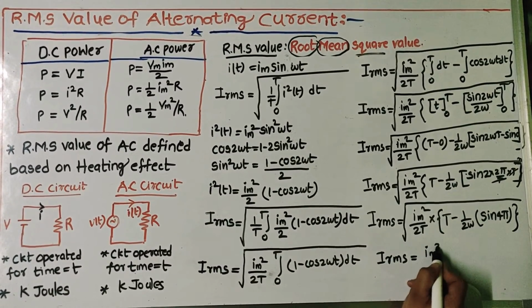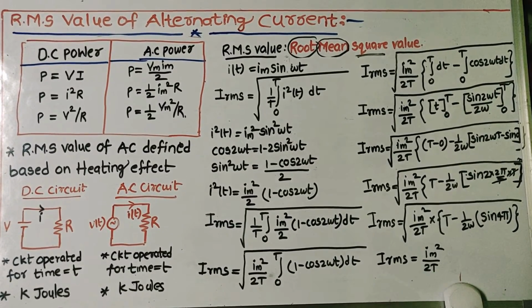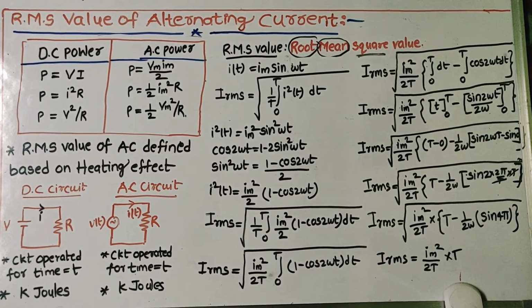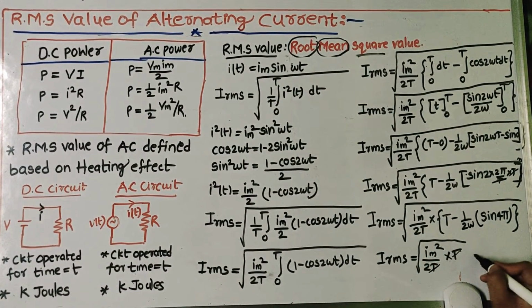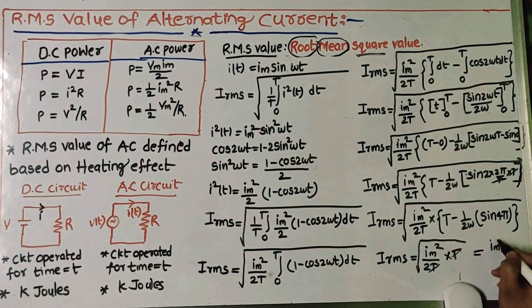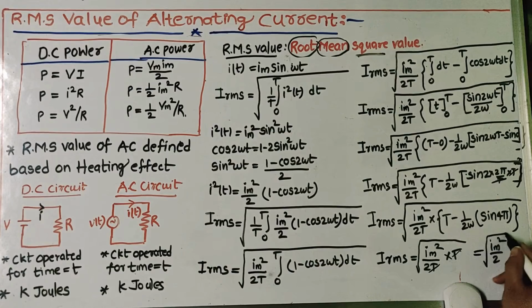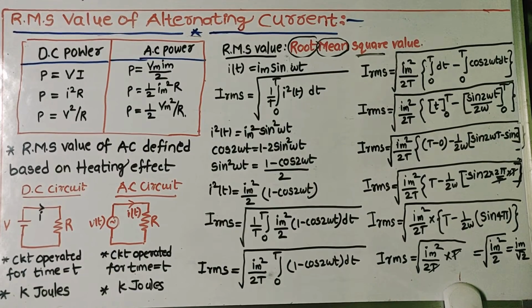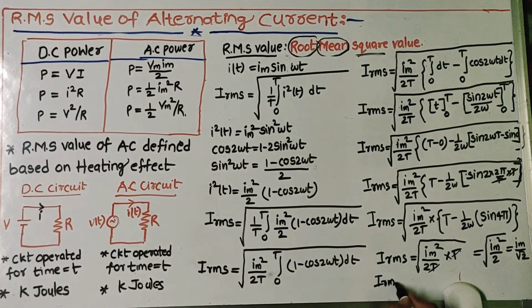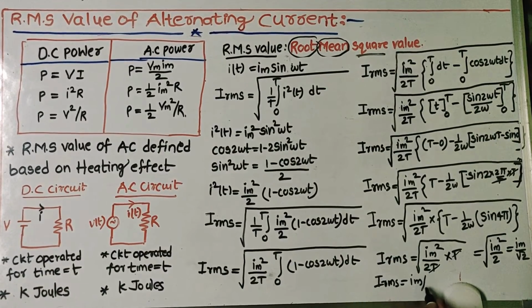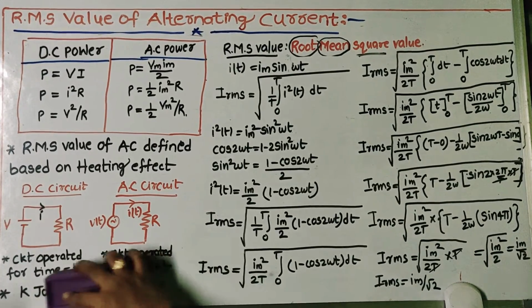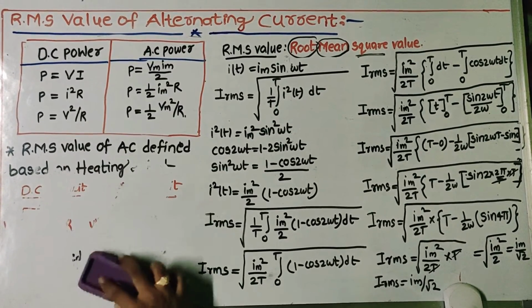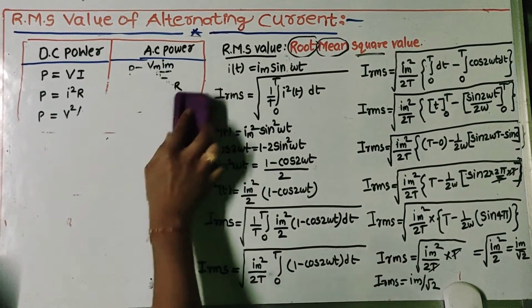Im square by 2T into T is left. So this T and this T get cancelled. Then you will get Im square by 2, whose value is nothing but Im by root 2. Then IRMS equals Im by root 2. So we have calculated the value of IRMS, which is nothing but Im by root 2, where Im is the peak value of current.